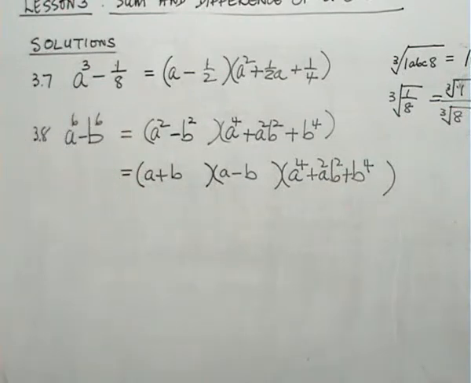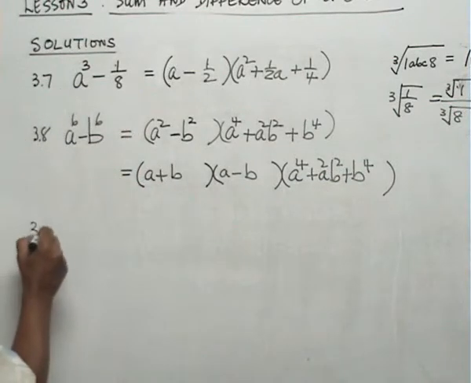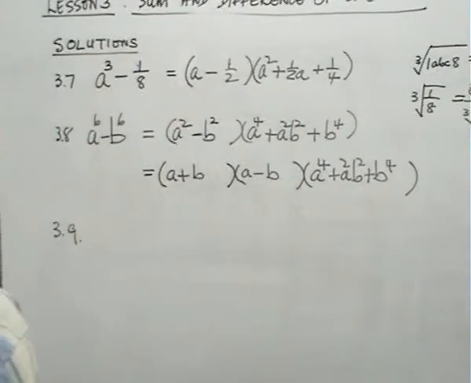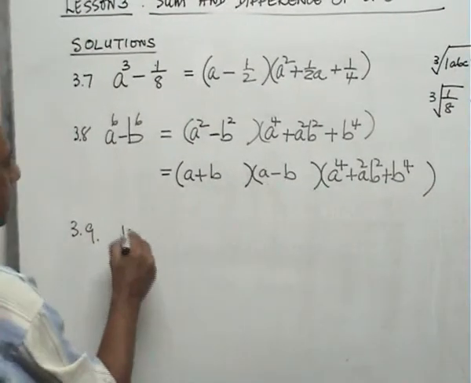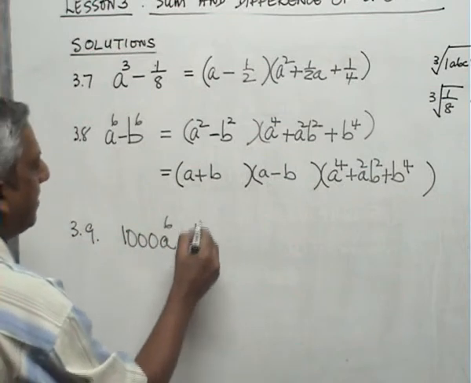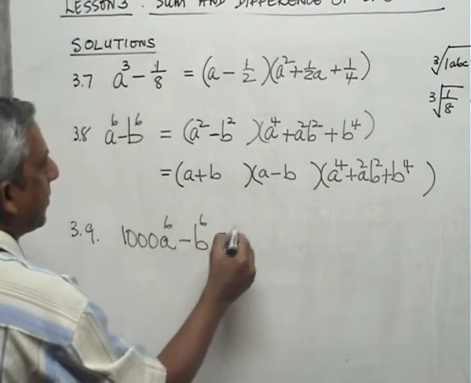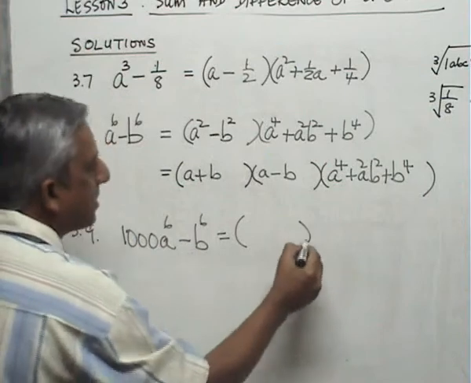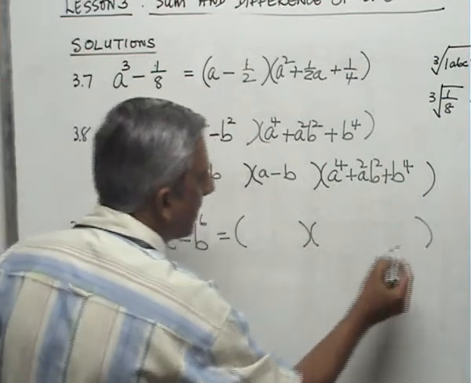Okay, and then finally the last one, 3.9. 1000 a to the 6 minus b to the 6 is equal to, well, one small bracket and one big bracket.